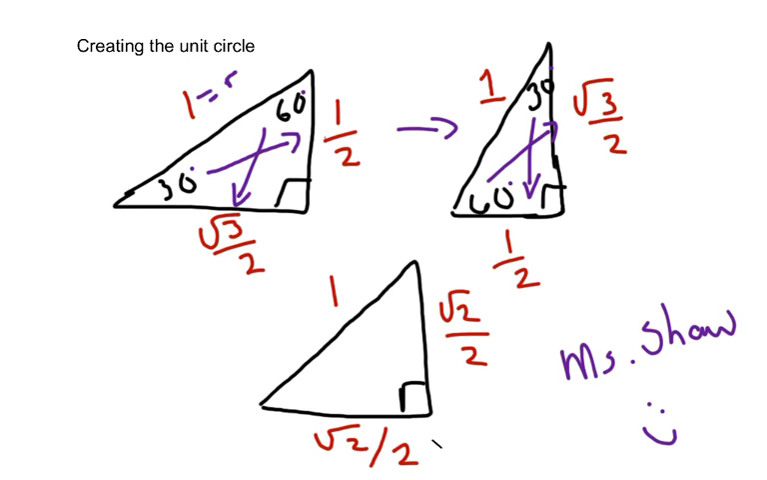For the 45 degree angles, the side across from the 45 degrees is √2/2. Now what we're going to do is put these triangles into a circle. And it's called the unit circle because our hypotenuse or our radius equals 1.